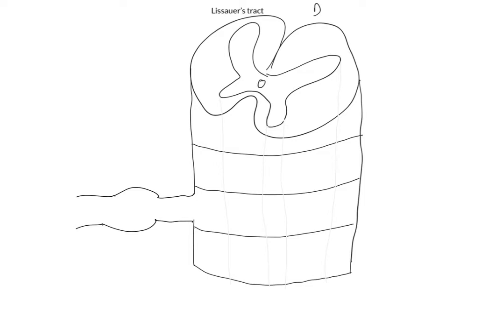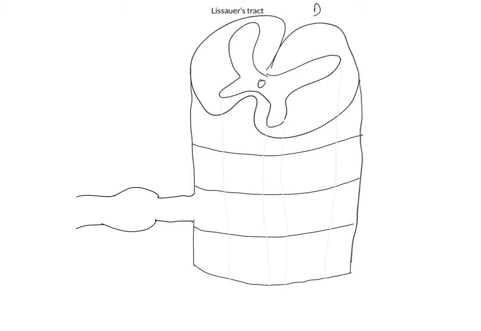So what Lissauer's tract enables, as I said, is for the axons of our first order sensory neurons to ascend up through the cord for a short distance before synapsing. And specifically, Lissauer's tract has relevance to the spinothalamic system. It does not have relevance really to the dorsal column system. It is particularly relevant to the spinothalamic system.